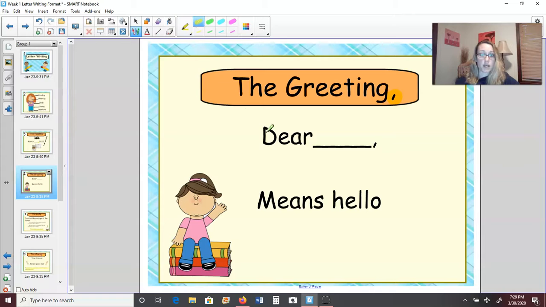You might just start with hello, but usually we start with dear. Capitalize it, put the person's name, and you also want to capitalize their name because they're a proper noun. It's a specific person you're writing to. And then after the greeting, we would put our comma. And our greeting, when we write our letter, is going to go on the next line underneath the heading, and it's going to be over on the left-hand side of our paper.